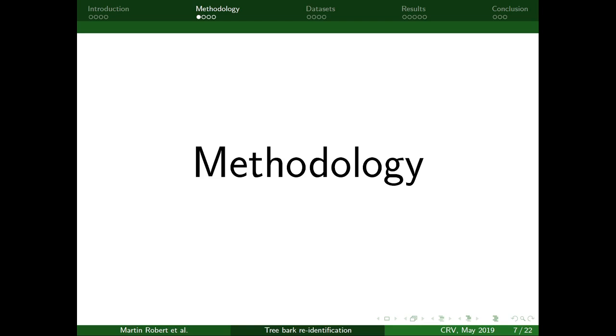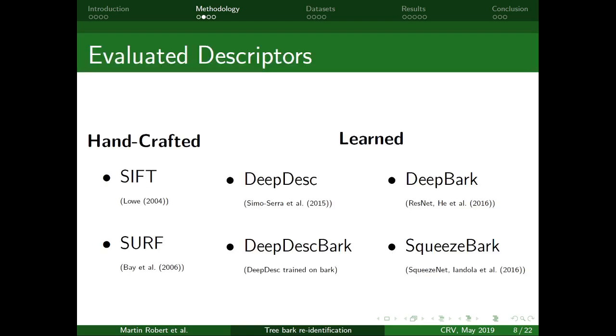In this methodology section, we will get a quick overview of how we described and compared images. We decided to use local feature descriptors to work on bark surface re-identification. We also made the hypothesis that traditional handcrafted descriptors will struggle with this task, so we also compare learned descriptors. To represent handcrafted descriptors, we chose the common SIFT and SURF.